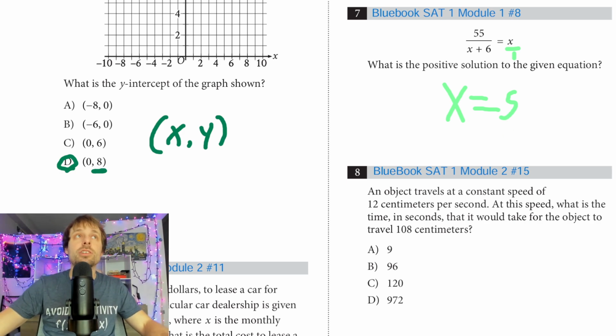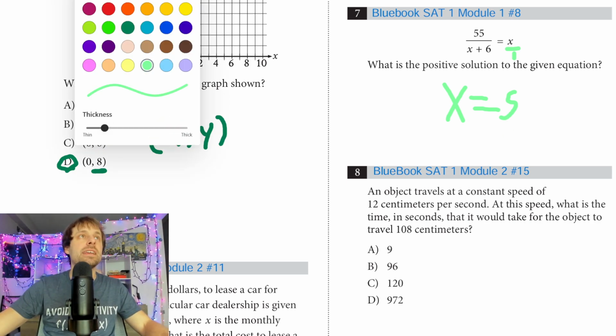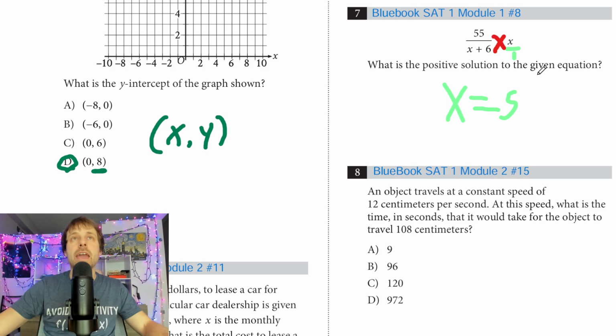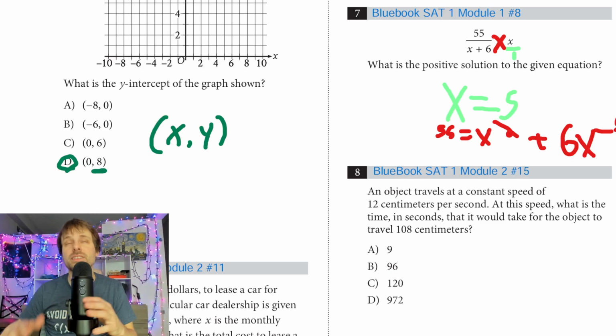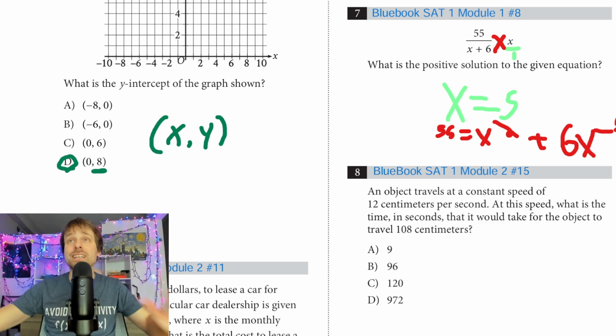If I did want to solve this by hand, I would just cross multiply here. And so I'd get 55 is equal to, see, this does not turn into the funnest problem, x squared plus 6x minus 55. I would have to factor here, right? Factors of 55 that add or subtract to 6. Much nicer to throw that in Desmos.